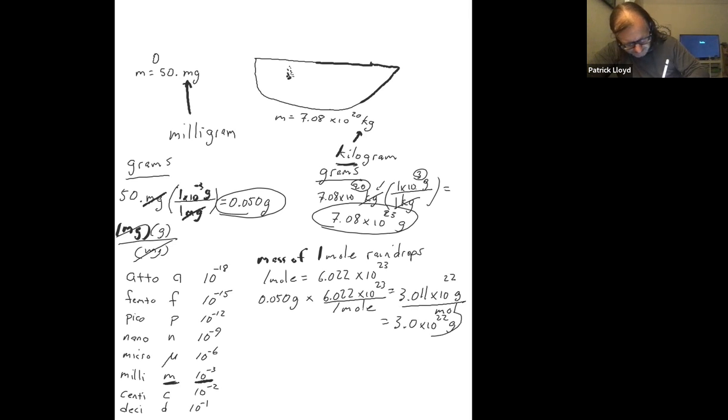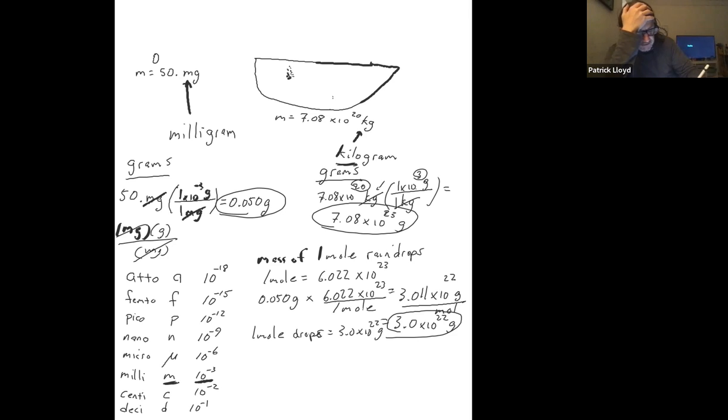So I just did there, right? 3.0 has 2 significant digits. Okay. So this is 1 mole. 1 mole of raindrops has a mass of 3.0 times 10 to the 22 grams. Okay. So now, how much does the ocean weigh?